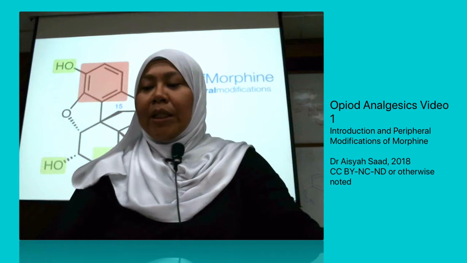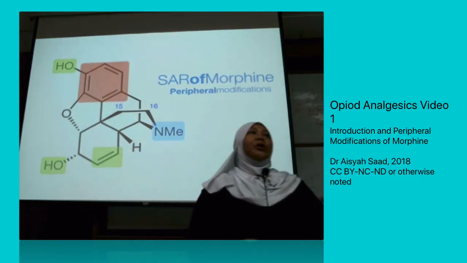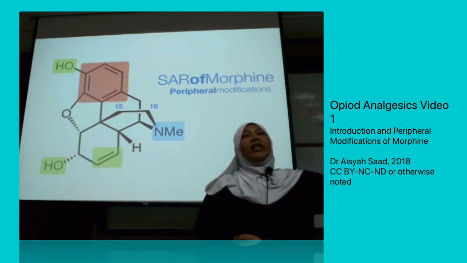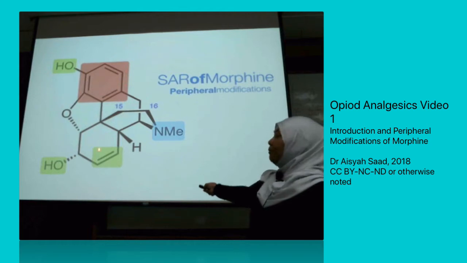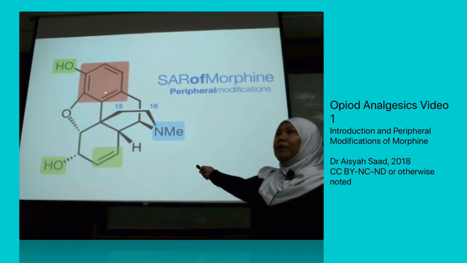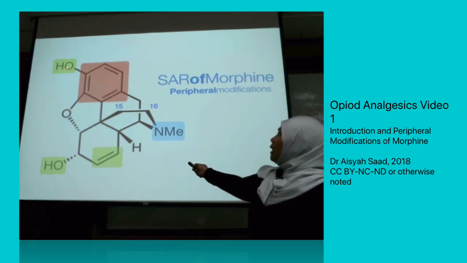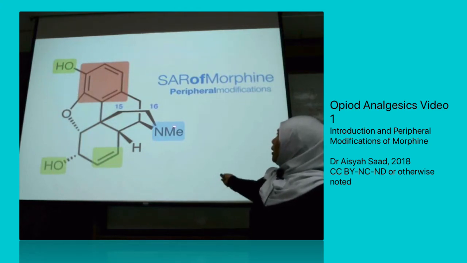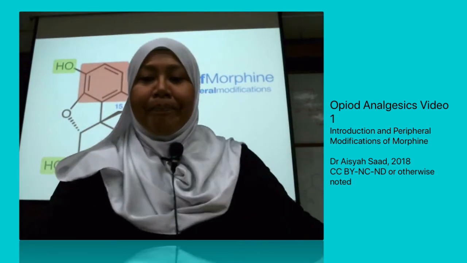Firstly, this is the peripheral modification. Morphine has two types of modification. The ring modification, where the big rings would be changed or removed, or the peripheral modification on the sides only, just here or there. That's all. I'll talk about the ring in a bit.